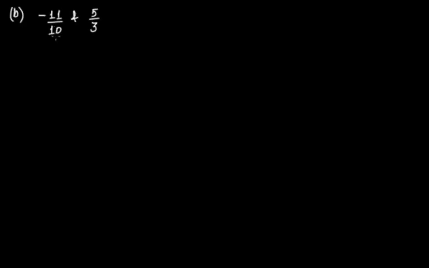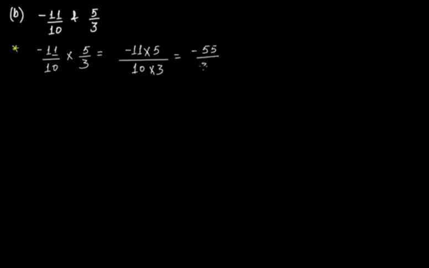Let's take another example, minus 11 over 10 and minus 5 over 3. If we first multiply minus 11 over 10 into 5 over 3, then the numerators together, minus 11 times 5, and this is 10 times 3, you get minus 55 over 30.